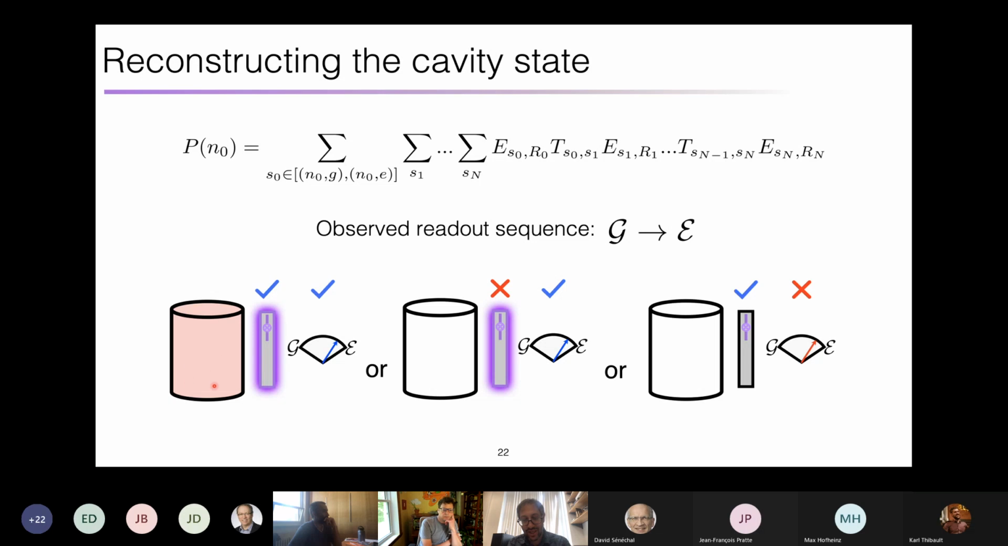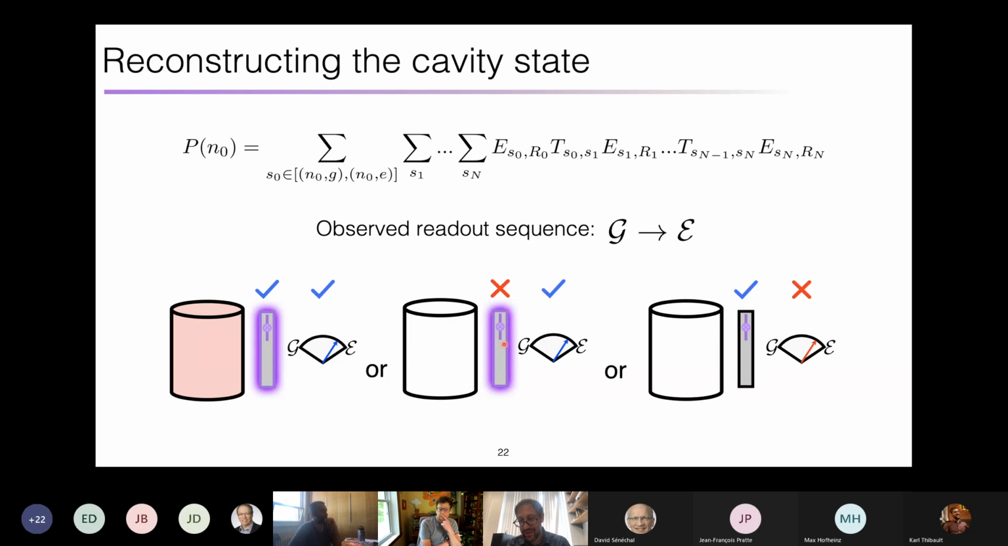You could have a photon in the cavity, and then you measure that the qubit flips, and then you measure that accurately when you read out the qubit. So that's what you'd ideally like to happen, and maybe that happens. I think the best we've gotten is that this happens 90% of the time or so.